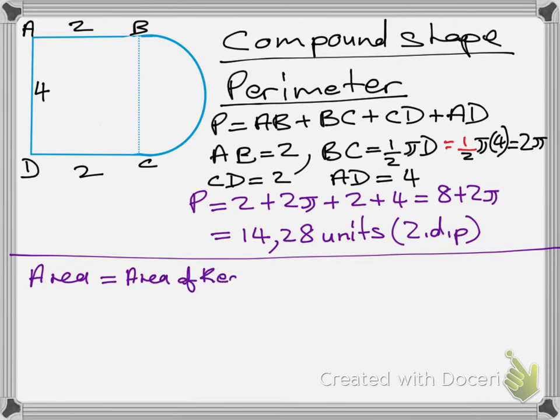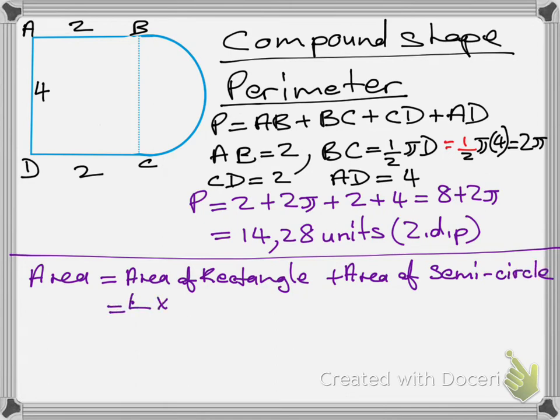Now to calculate area, we will draw a line and divide the shape into 2 separate shapes. So we have the rectangle and the semicircle. So the area of such a compound shape is going to be the area of the rectangle plus the area of the semicircle. So now we can use the formulas, which we know here is going to be length times width plus the area of the semicircle, which is half pi r squared.